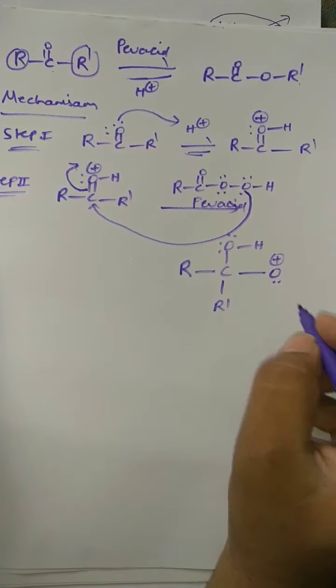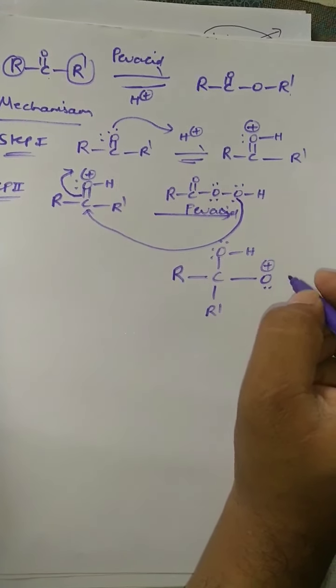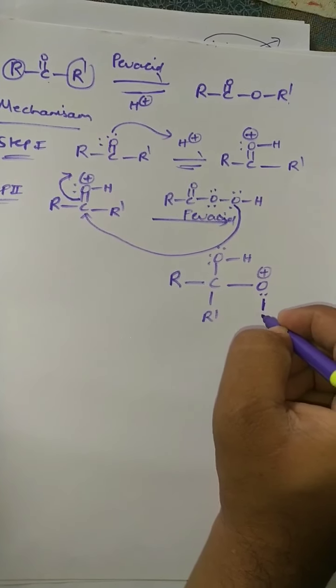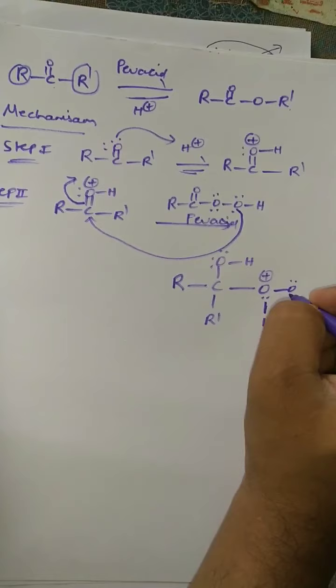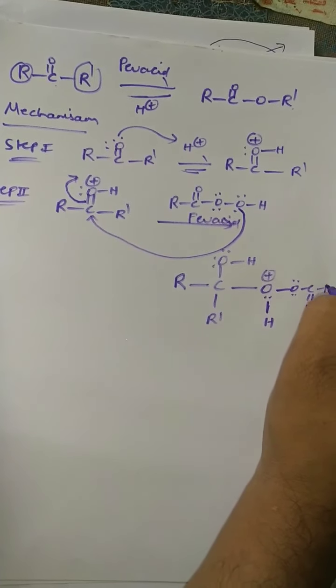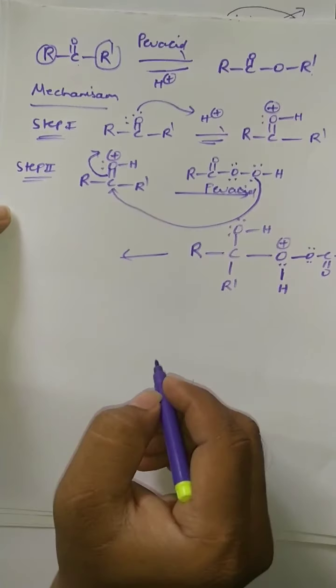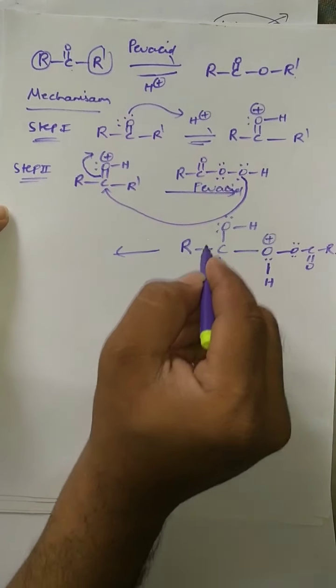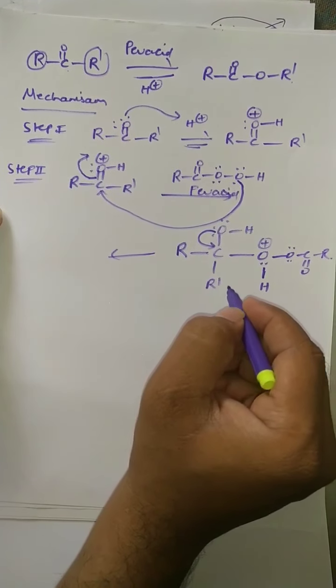What happens, students? This oxygen attains a slight positive charge. Now see here, H, O, C double bond O, R, right? Now here what happens, students? Next step, carefully you observe this step, lone pair here, and here the migrating group.